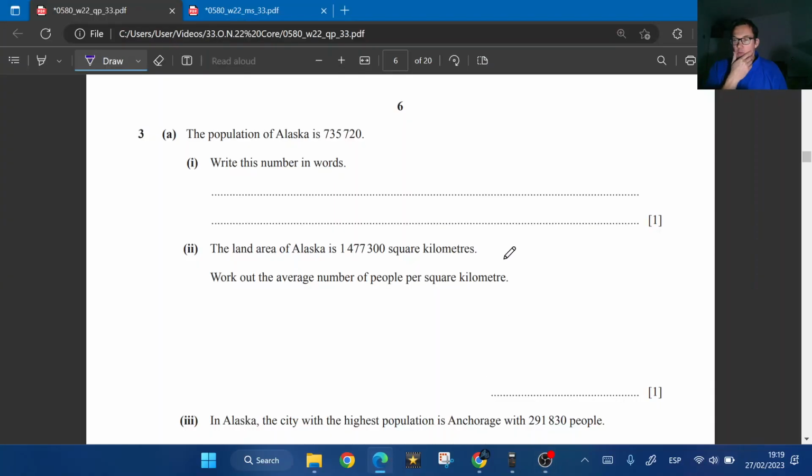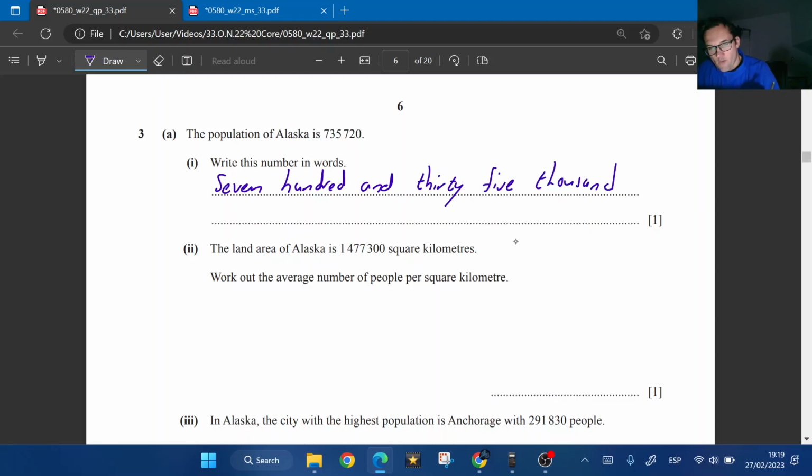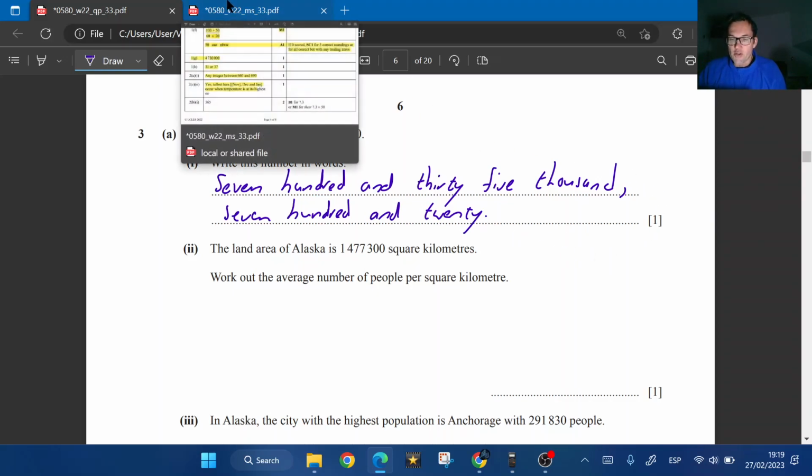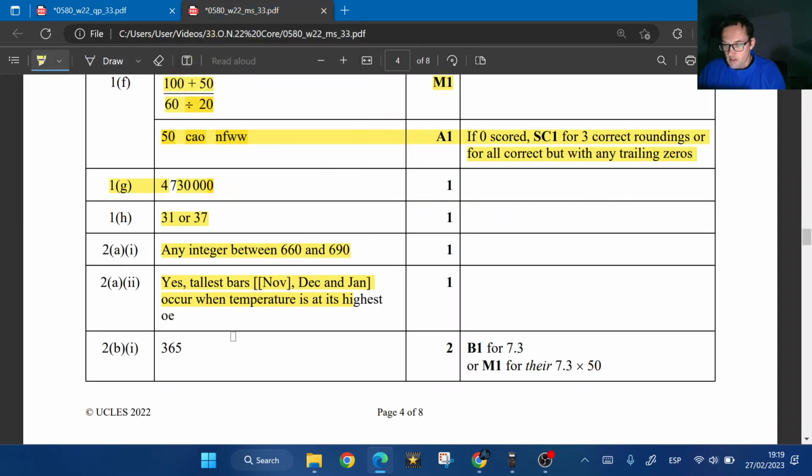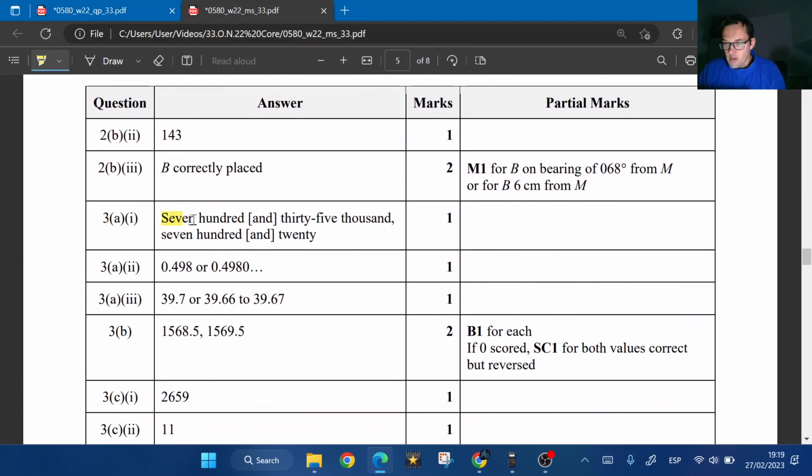Right, on to question number 3. The population of Alaska is 735,720. Write this number in words. Okay, so let's do that. So 735,720. Is that correct? 735,720. The and is optional.